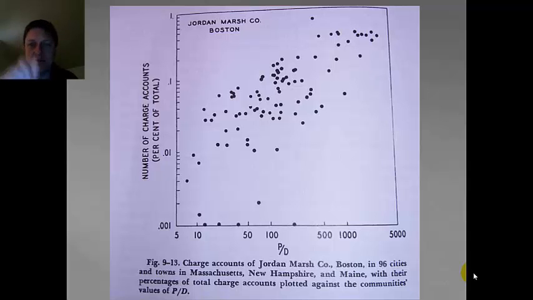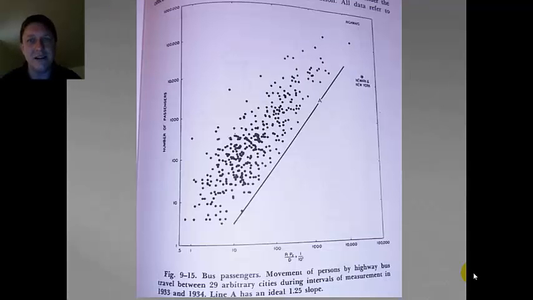Each of those dots is a city or town in Massachusetts, New Hampshire, or Maine. Each of those communities has a distance from Boston. And then we can see how many charge accounts there are with Jordan Marsh Company in Boston. As distance increases, which means that P over D goes down, you have fewer charge accounts. Most of the charge accounts are happening where distance is small, and therefore P divided by D is large. Geographic homophily occurs again and again. It's starting to look like a general social law, isn't it?